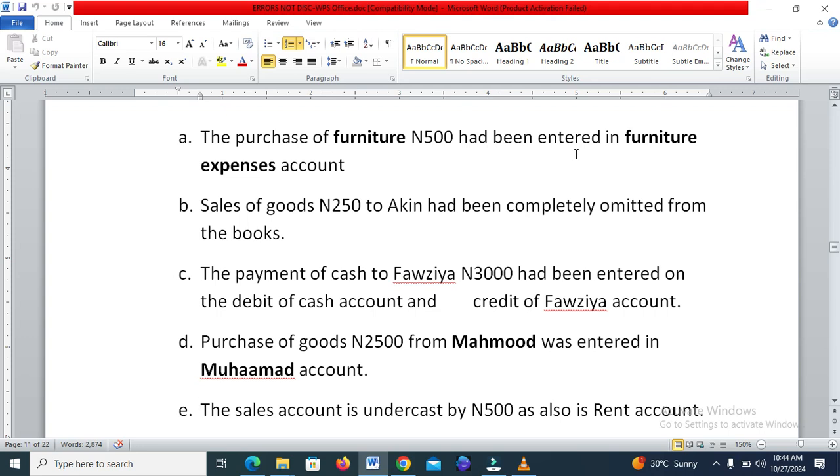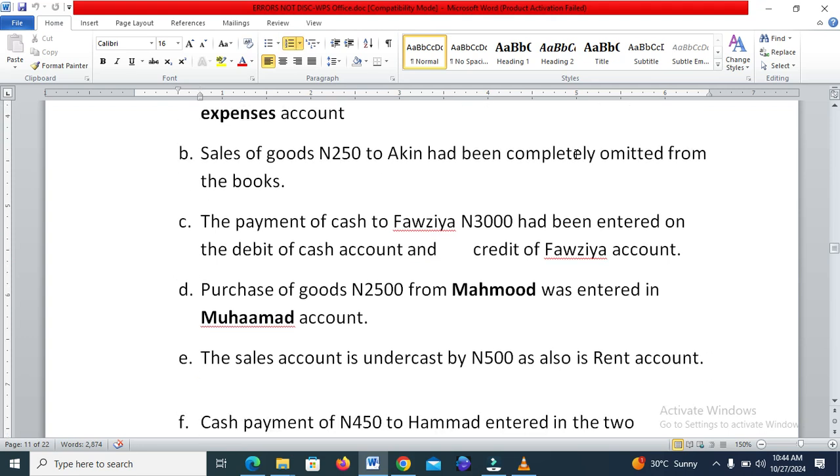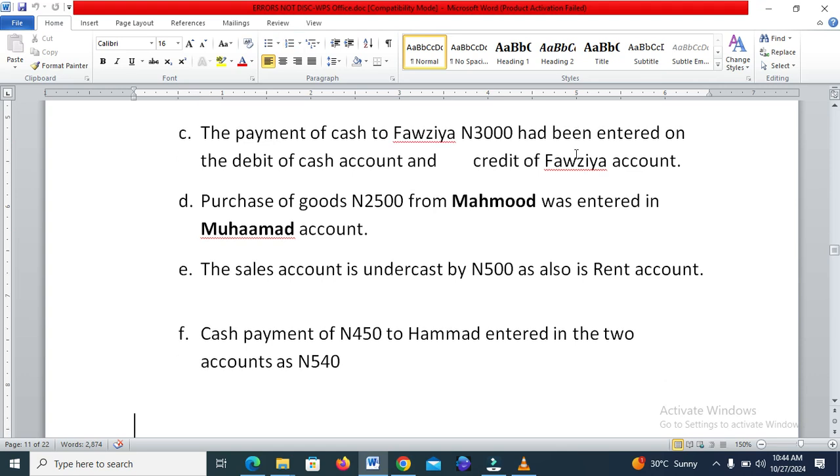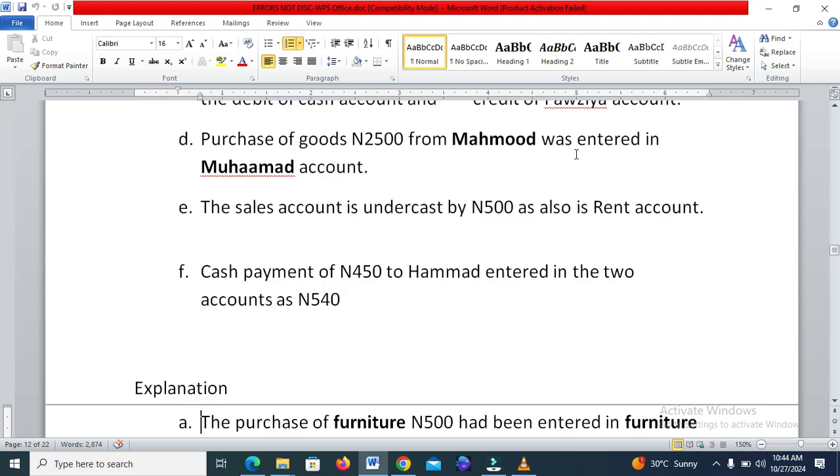First thing you need to take note of is that you need to identify the errors that have been committed in each of these statements. Once you are able to identify the errors that have been committed in each of these statements, correcting them will not be a problem for you. So as you all know, the journal proper is what you are going to use to correct the errors.